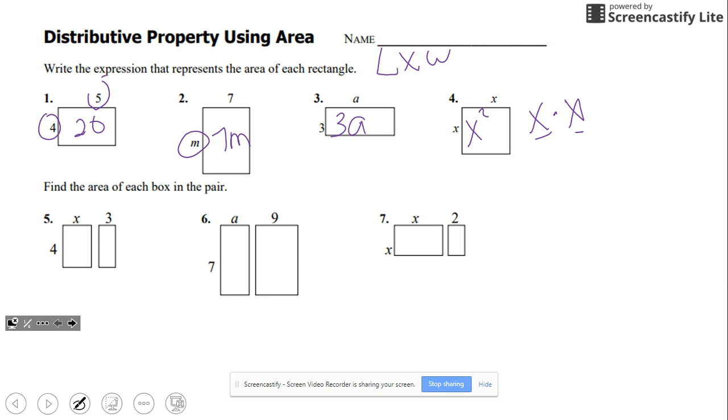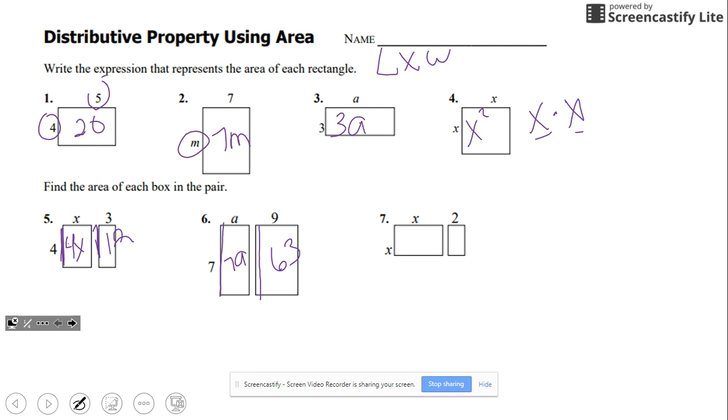Here for number 5 through 7, we're going to find the area of each box in the pair. So this 4 is kind of shared here and here. So the first box, we have 4 times x, which is just 4x. And the second one, we have 4 times 3, which is just 12. Then here for number 6, again, that 7 is shared right here. So we have 7a, and then 7 times 9, which is 63.